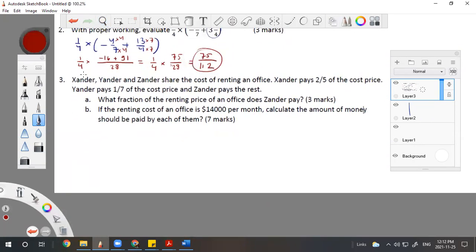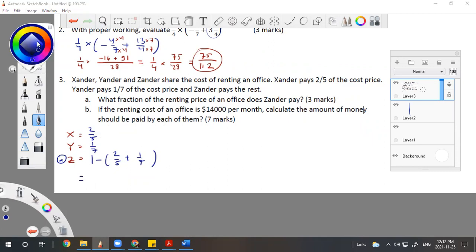Okay. Now, Xender, Yender, Zender. Okay, they are twins, maybe not twins, triplets. XYZ. I just write XYZ here, it makes more simple. They share the cost of renting an office. Xender pays 2 over 5 of the cost price. Yender pays 1 over 7, and Zender pays the rest. So what is the rest for question A? I think it's quite simple. The total of the renting cost, the whole thing is 1, right? So 1 subtract 2 over 5 plus 1 over 7 in bracket. Why? Because you add Xender and Yender first, and then 1 subtract the total, so you will get the rest.